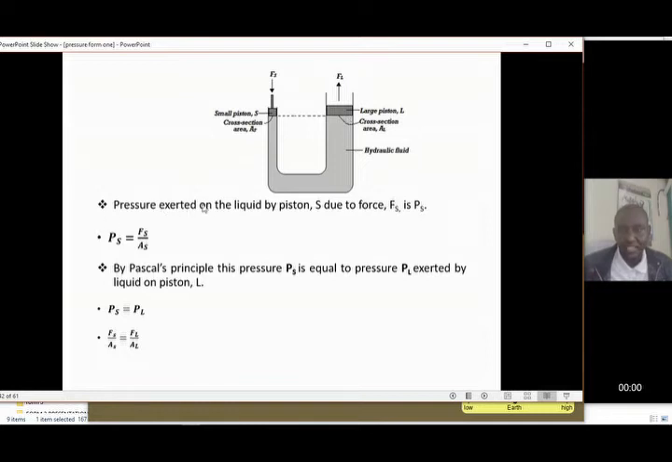So pressure exerted on the liquid by the piston S here is given by the force at S. So if we want to find pressure here, it is going to be the force it exerts here divided by the cross-sectional area of the piston here. So pressure at S is equal to force divided by the area S. So by Pascal's principle, pressure at S here should be equal to the pressure at L here.